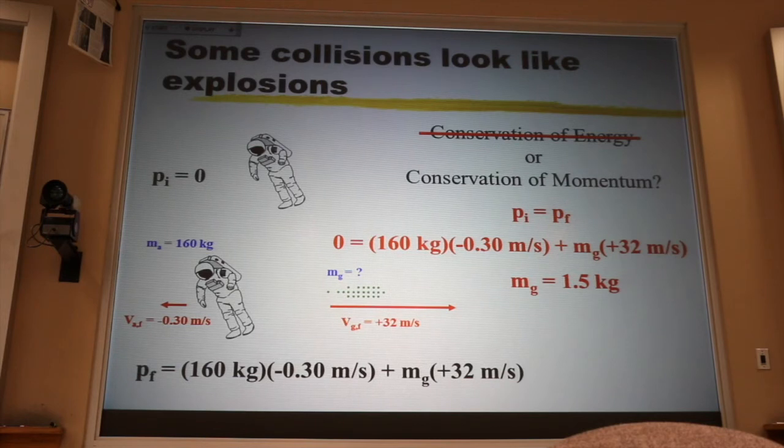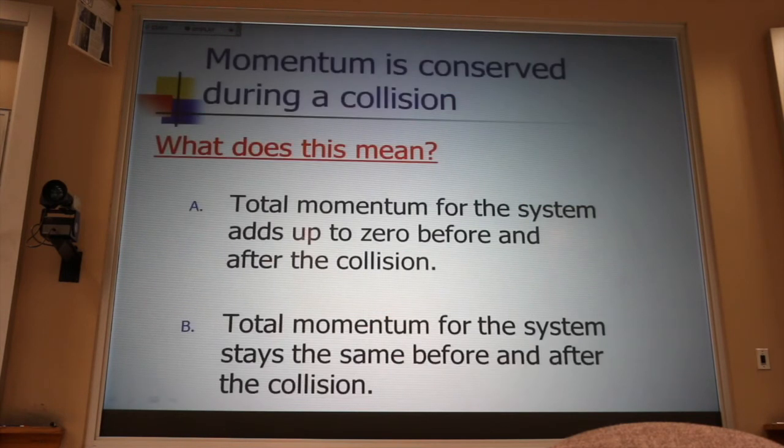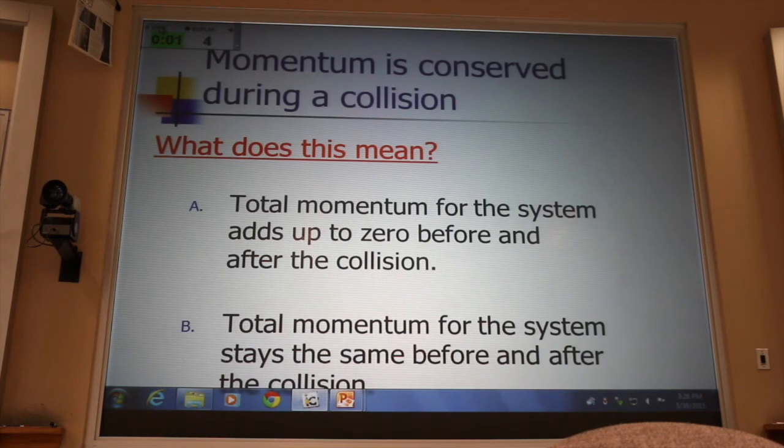Rocket science. Okay. Now I've got a little market survey. Momentum is conserved during a collision. What does this mean? A, total momentum for the system adds up to 0 before and after the collision. Or B, total momentum for the system stays the same before and after the collision. With your clicker, would you please tell me what you think that means?